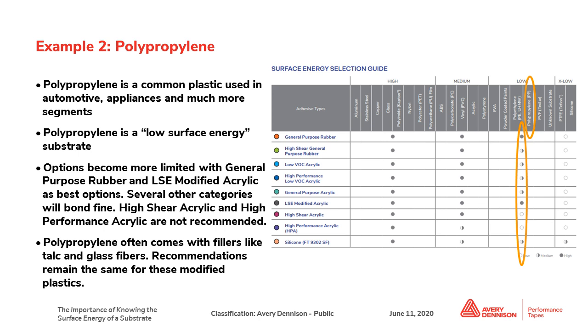One other thing that you want to consider with polypropylene is that oftentimes, especially in automotive, manufacturers are going to load up the plastic with fillers like talc or glass fiber. And you might see like polypropylene 30% talc or something like that. Those additives, or fillers, can affect the surface energy slightly, but that being said, it would still fit within the low surface energy category, and our recommendations would go unchanged.